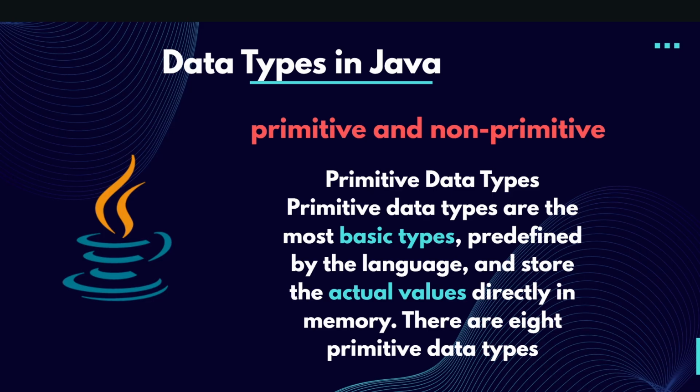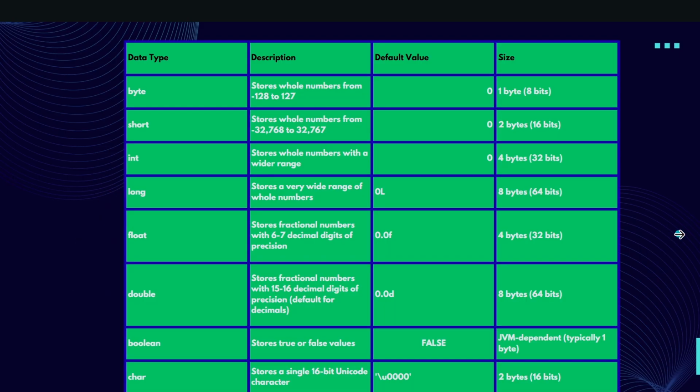So what primitive data types are there? We have byte, short, int, long, float, double, boolean, char. For each, there is a description, a default value, and a size. Byte takes 1 byte, short takes 2 bytes, int takes 4 bytes, long takes 8 bytes, float takes 4 bytes, double takes 8 bytes, and boolean takes typically 1 byte, or really 1 bit, because it is true or false, so 0 or 1. And char takes 2 bytes.